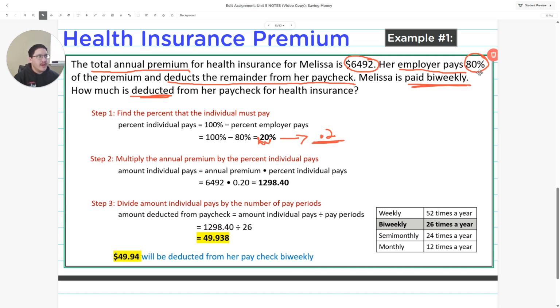Employer pays 80%, and she only has to pay 20%. And all of this gets taken out of her paycheck each time. So how much will get taken out of her paycheck? $49.94 in order to pay for her health insurance premium. And that's it for this example.